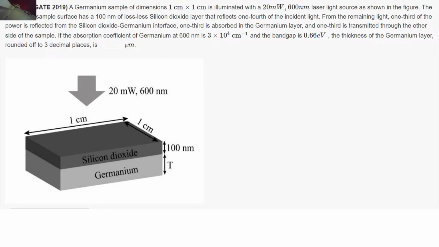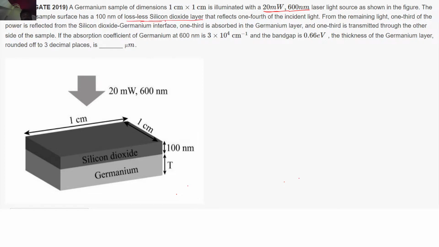Now this question came in GATE 2019. A germanium sample of 1 centimeter square area is illuminated with 20 milliwatt. This is not power density, this is your power actually. And lambda is 600 nanometer, right? And from a laser light source as shown in the figure, the illuminated sample surface has a 100 nanometer lossless silicon dioxide layer, right? So what does lossless mean? Lossless means it will not absorb anything. Whatever comes, it will just pass as it is.